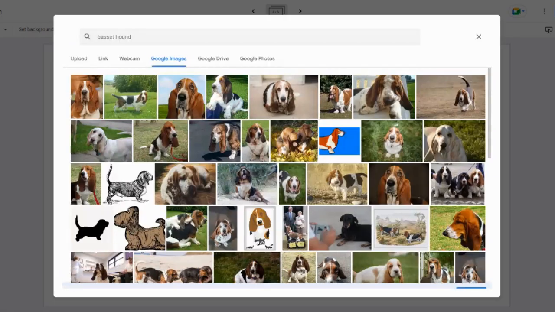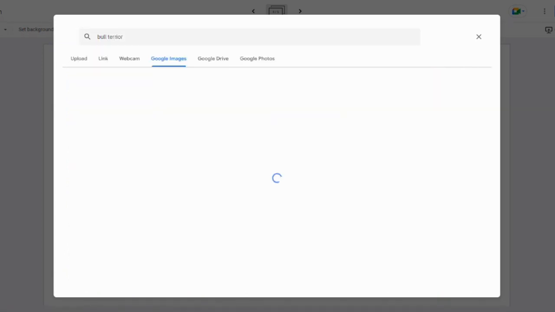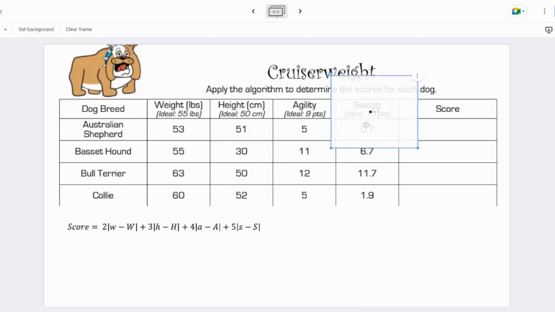Time for the Bull Terrier. I'm kind of ugly. To each their own.